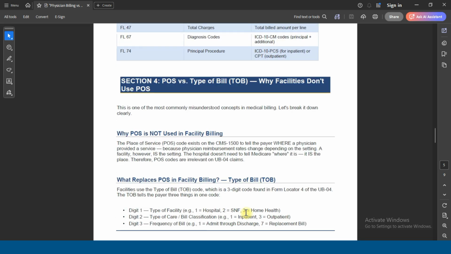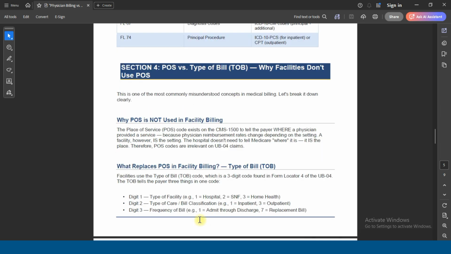Type of bill is a 3-digit code found in form locator 4 of the UB04 form. Digit 1 is for type of facility: 1 is for hospital, 2 is for SNF, 3 is for home health. Digit 2 is for type of care, the bill classification, whether it is inpatient or outpatient. The next one is frequency of bill, admitted through discharge or replacement bill. So these are the 3 digits we will encounter in the type of bill.